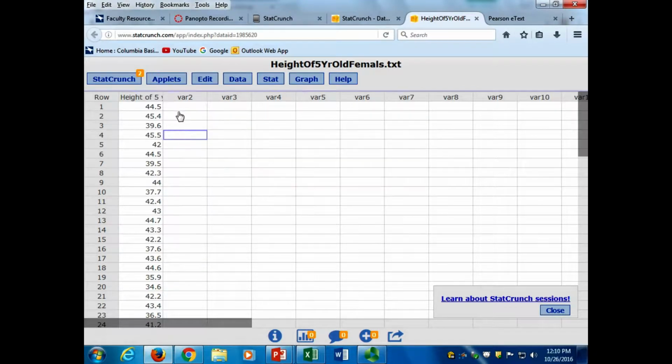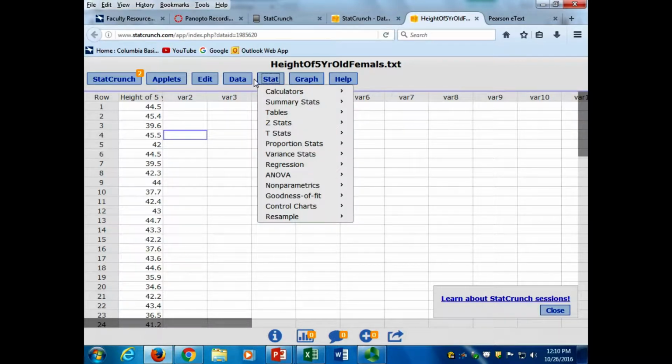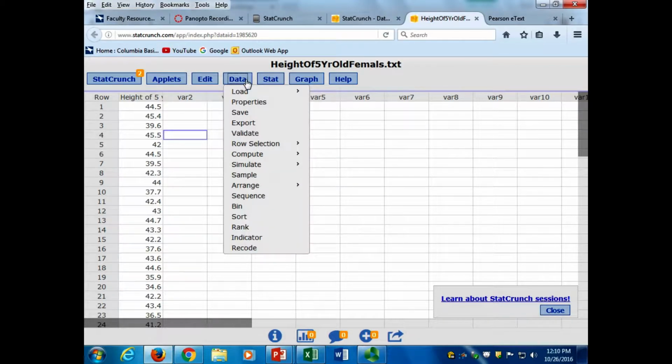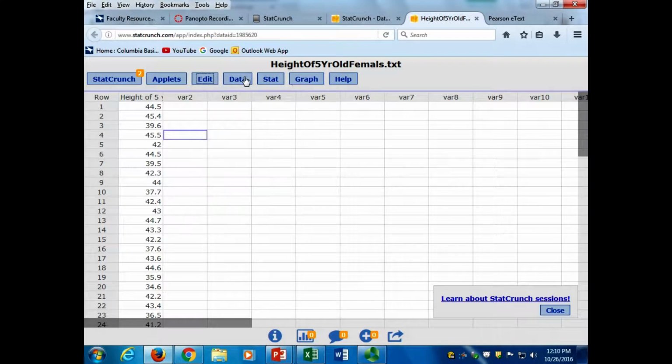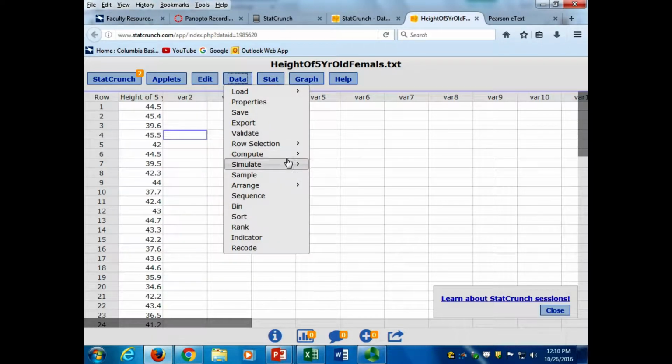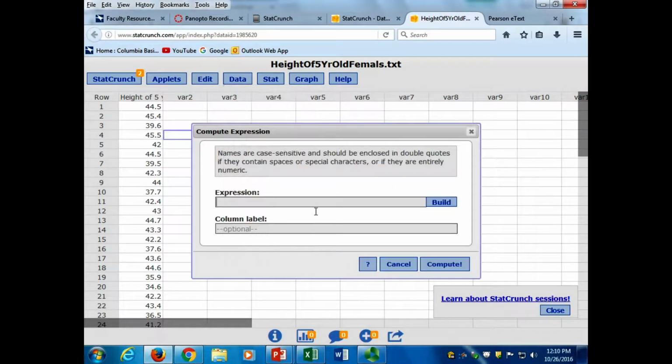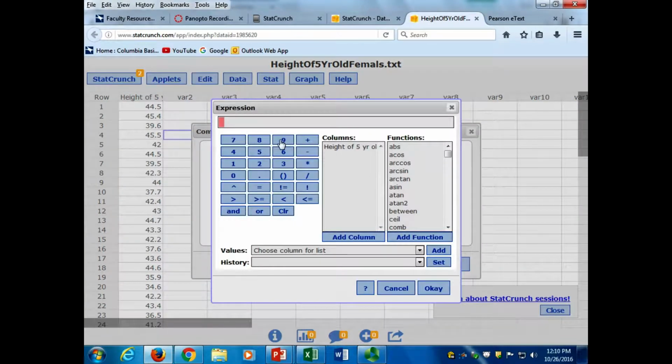What I want to do is now calculate the Z-score for all of these 5-year-old females. So what I can do, I think it's in data actually. What is it? Compute. There we go. Here's what I want to do.